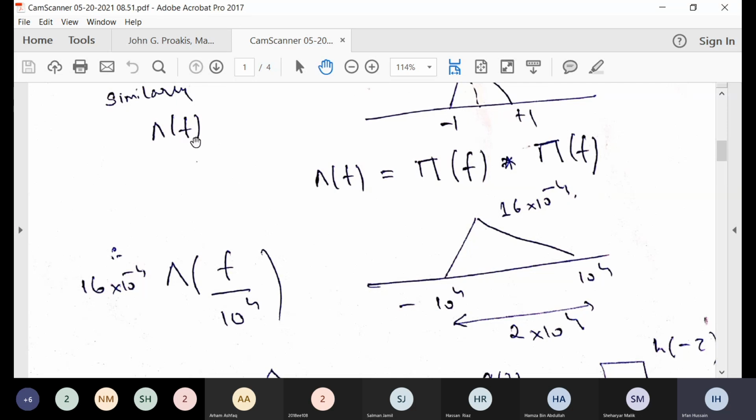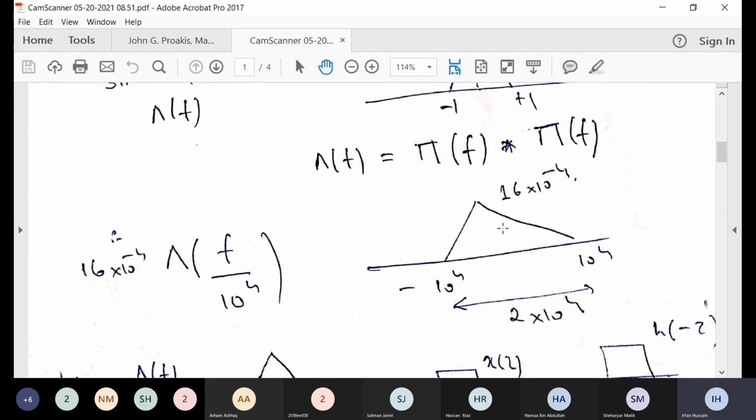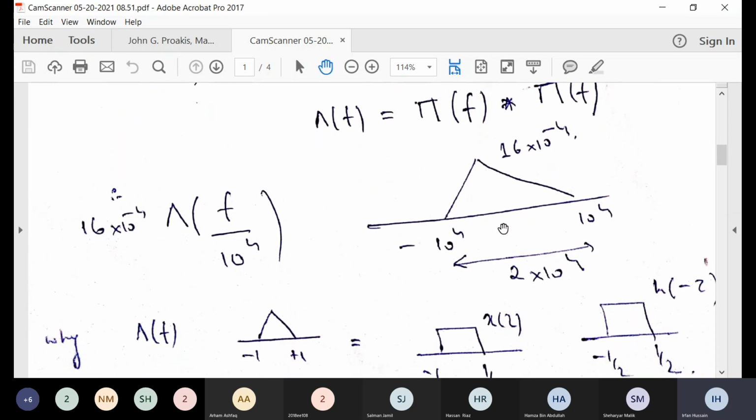So if I have rect of F, this means I will have a rect whose width will be 1. If it is rect of F over 4, its width will be 4. But here, if it is 1, it only represents this much width, because of convolution: when the rects represent a triangle, they convolve and the widths become double. So 10 to the power 4 means that its pictorial description will have a width of 2 times 10 to the power 4. And scaling there, it will just scale by 16 times 10 to the power minus 4.